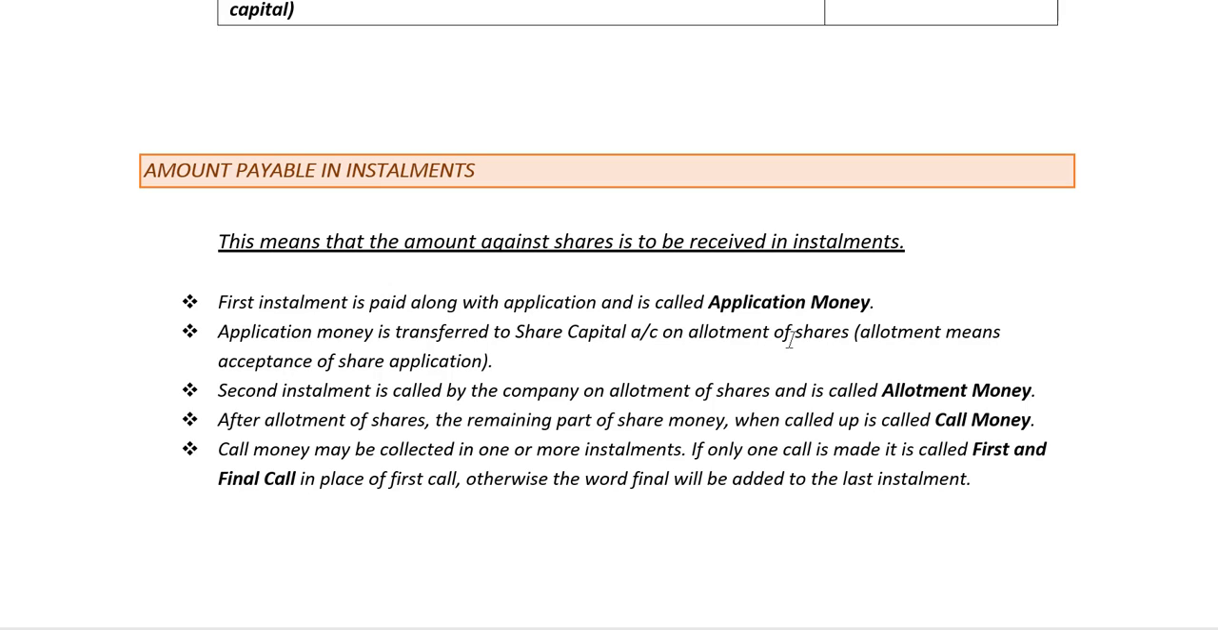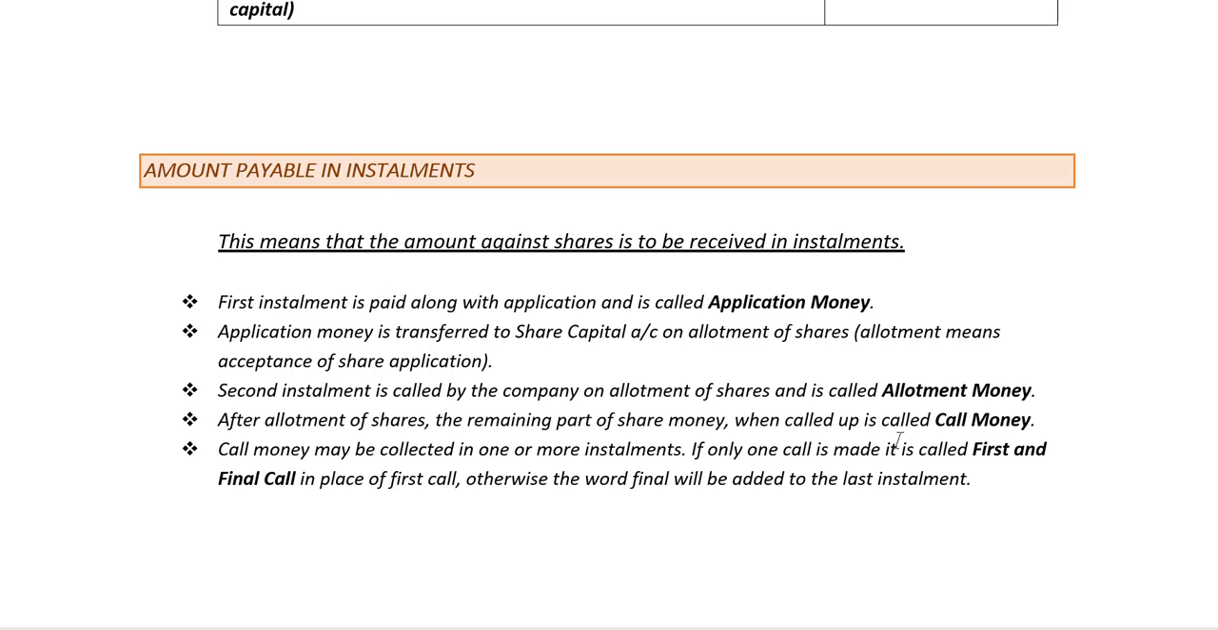What is the meaning of allotment? Allotment means acceptance of share application. The second installment is called by the company on the allotment of shares, and the second installment is referred to as allotment money. After the allotment of shares, the remaining part of the share money, when it's called up, it is called call money. This call money may be collected in one installment or more than one installment.